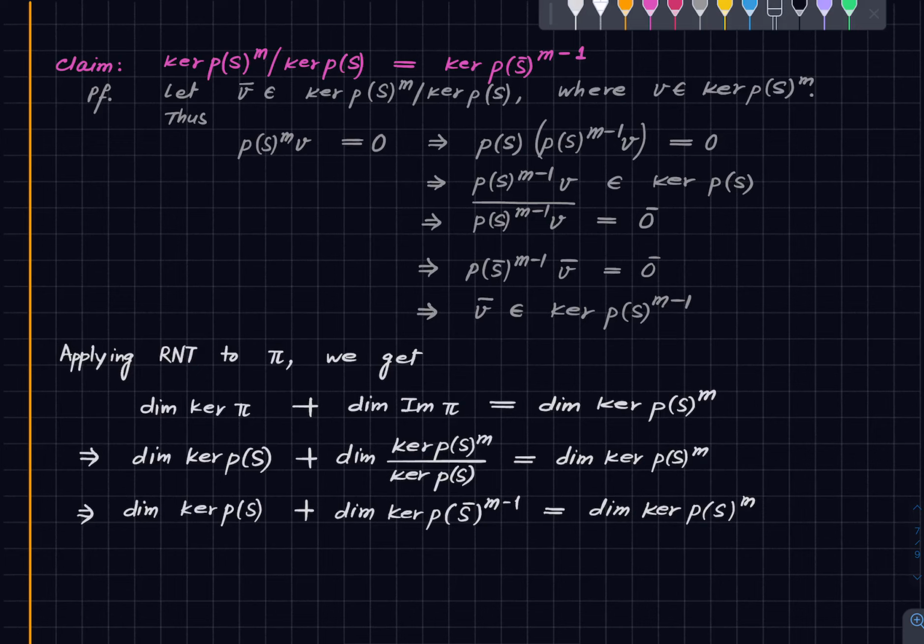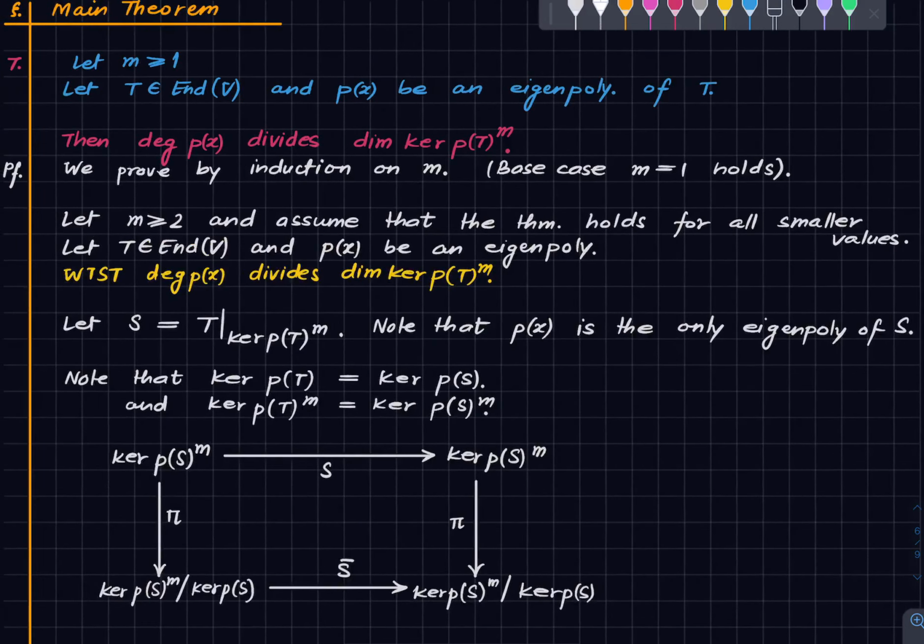Why is that? The only eigenpolynomial of S was Px, as we noted. So the only candidates for eigenpolynomials for S bar are just Px, because eigenpolynomials of S bar will divide the minimal polynomial of S bar, but the minimal polynomial of S bar divides the minimal polynomial of S, and hence they will also divide Px. So the only candidate for an eigenpolynomial of S bar is just Px.